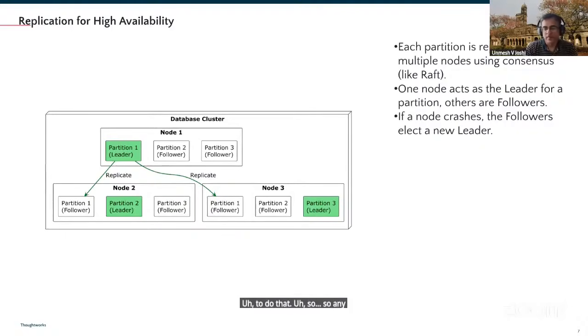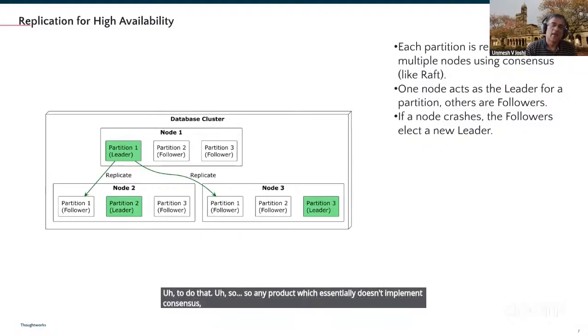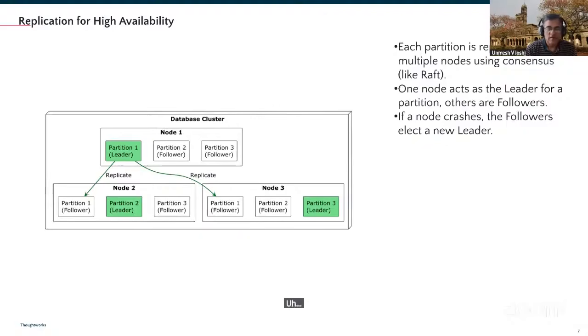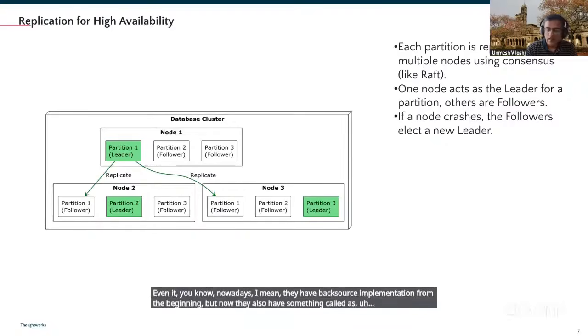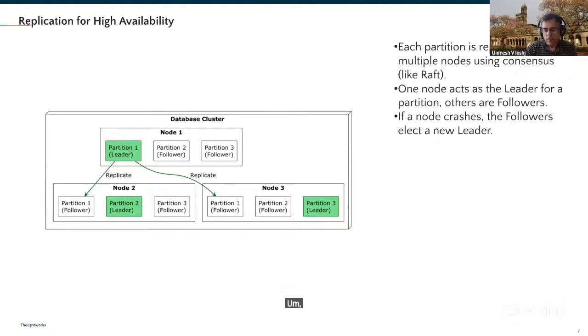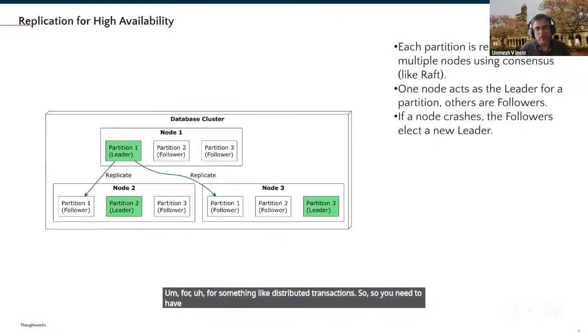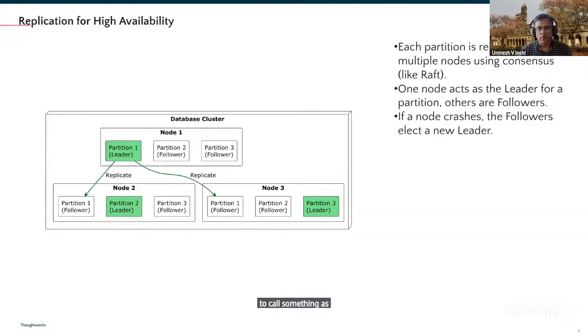So any product which essentially doesn't implement consensus has to have some workarounds. Even Cassandra, for that matter, it is distributed, but it doesn't provide consistency guarantees. Nowadays, they have a Paxos implementation from the beginning, but now they also have something called the Accord protocol for something like distributed transactions. So you need to have that built to call something distributed, not just sharding.